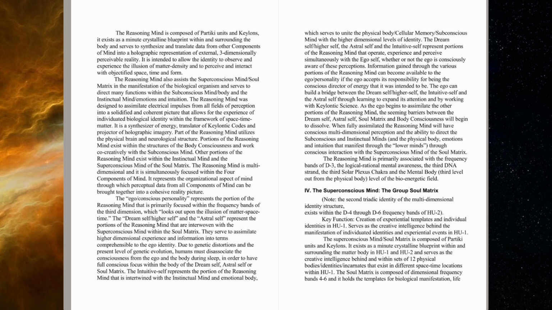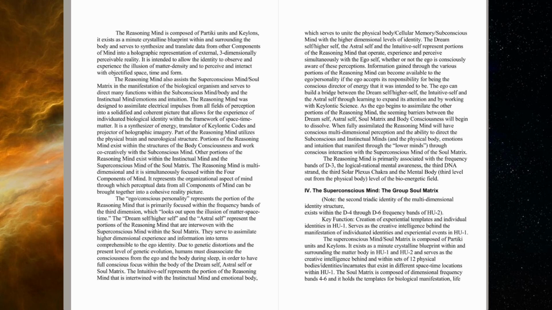The ego-conscious personality represents the portions of the reasoning mind that is primarily focused within the frequency bands of the third dimension, which looks out upon the illusion of matter, space, and time. The dream self or higher self and the astral self represent the portions of the reasoning mind that are interwoven with the superconscious mind within the soul matrix. They serve to assimilate higher dimensional experience and information into terms comprehensible to the ego identity.